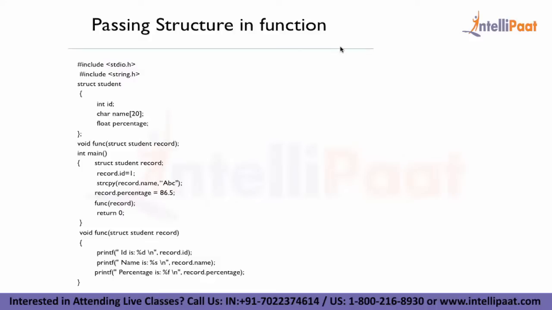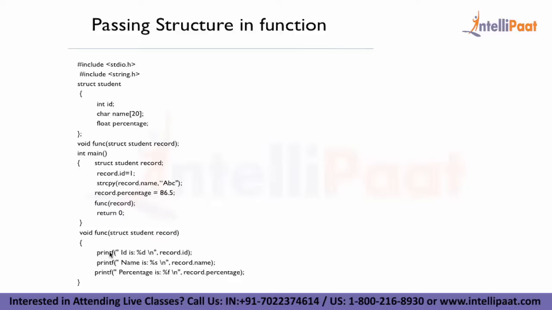So, passing a structure to a function. A structure can also be passed to a function, and we can use the structure in that function. So let's see how we can do that. Consider this example. So we are having the same structure, with id, character name, and float percentage. Now we have a void function which accepts a structure. So struct of type student, variable name is record. Now how we are using this structure in the function is we are just doing printf.